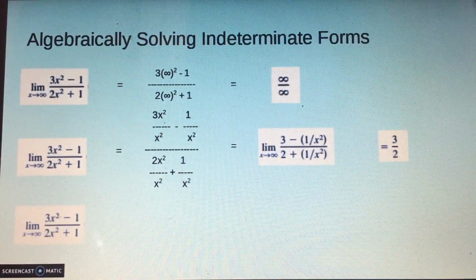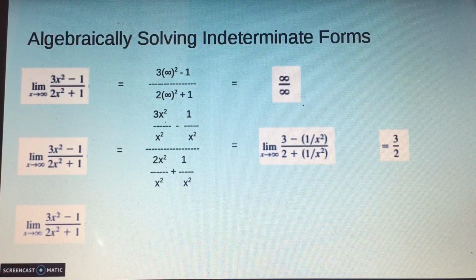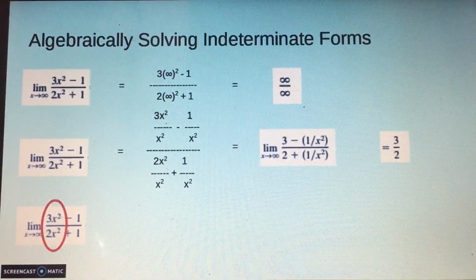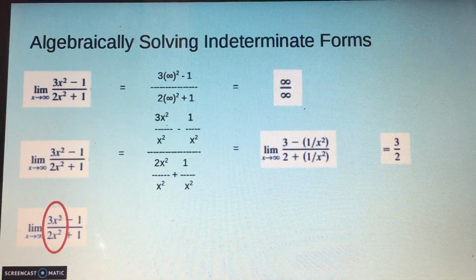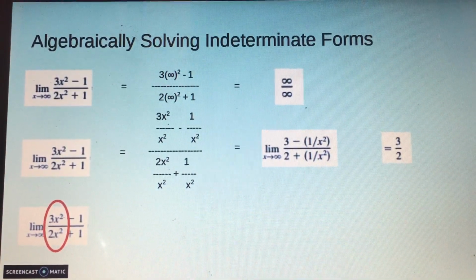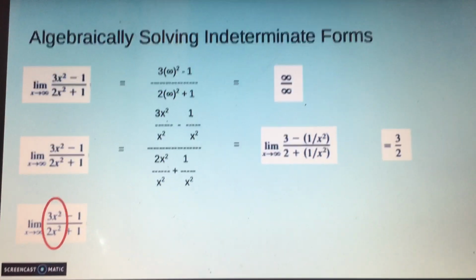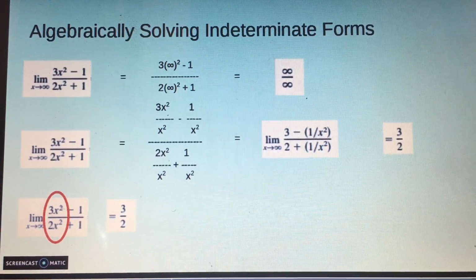Likewise, for this example, we could also emphasize the 3x squared and the 2x squared, since they are the components with the highest power of x. When we solve the ratio, this will give us the same answer as above, which is 3 halves.